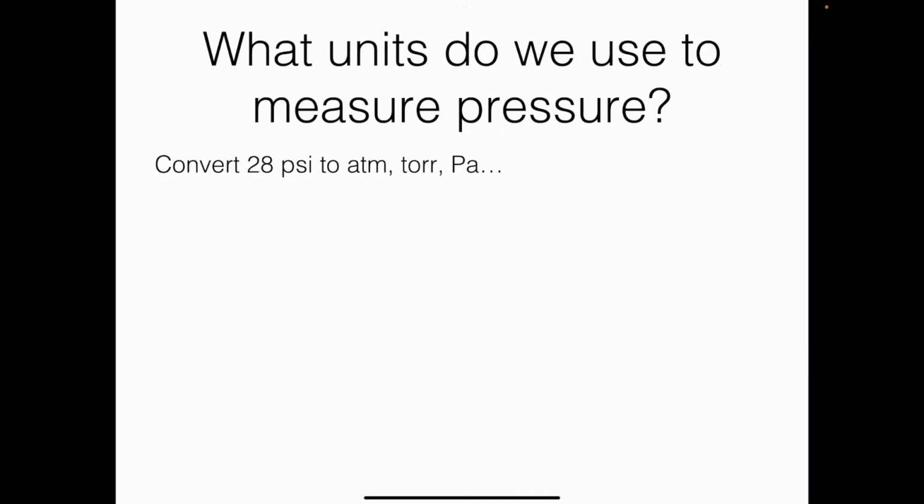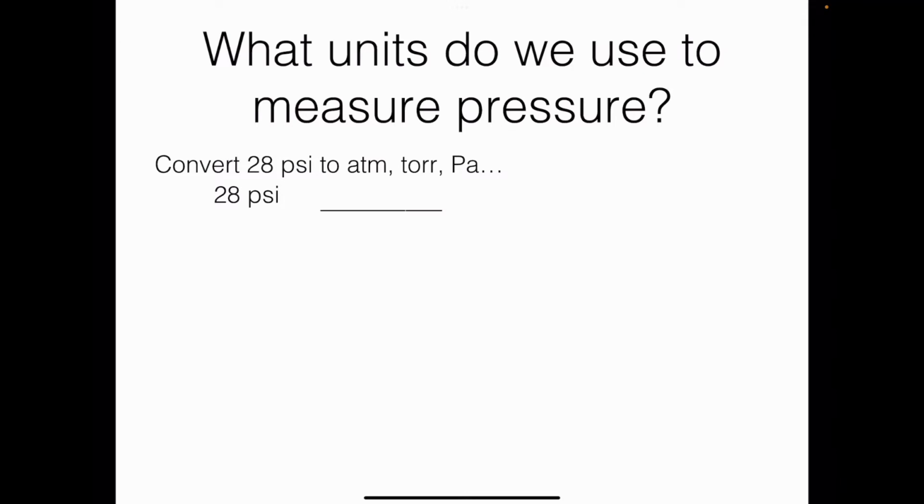If we wanted to convert, we could convert 28 psi to ATM, torr, and pascals. Now again, this just uses the conversion method that we've been using up to this point, dimensional analysis. So we always start with our given piece of information, and we're going to start with 28 psi, and we're going to convert that to ATM.